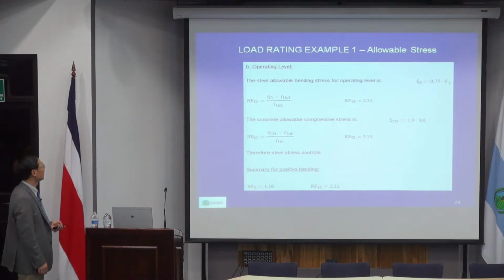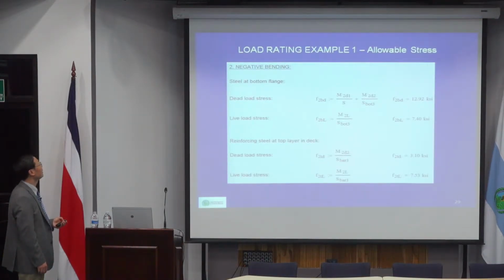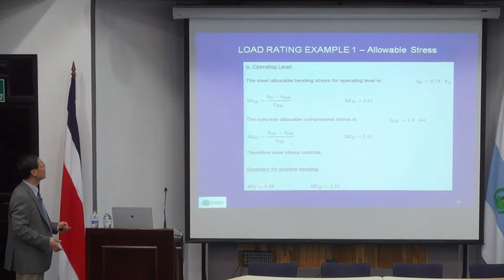So for the positive bending, the operating stress is always larger than the inventory stress. And that's your positive bending, because for positive bending you have two scenarios: one is in concrete, one is in steel. You find the steel is more critical than the concrete. In concrete, the rating factor is bigger, so you always select the smaller.